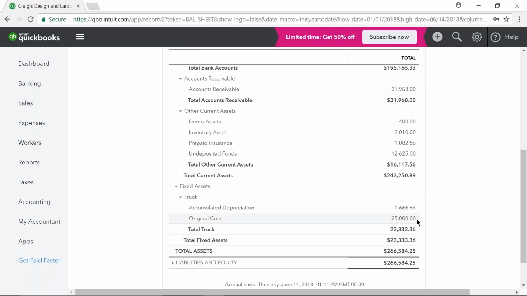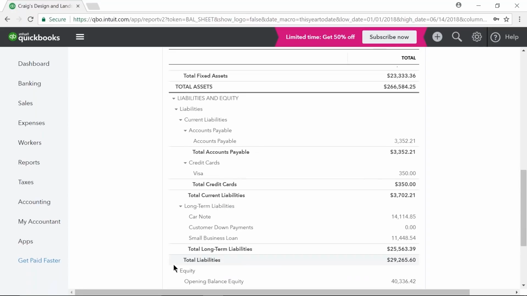We also have fixed assets. These are big things that the company owns: cars, buildings, land, things that the business owns over the course of several years and continues to get value from over time. And we have total assets of $266,584.25. Now, under liabilities and equity, this is what the business owes.